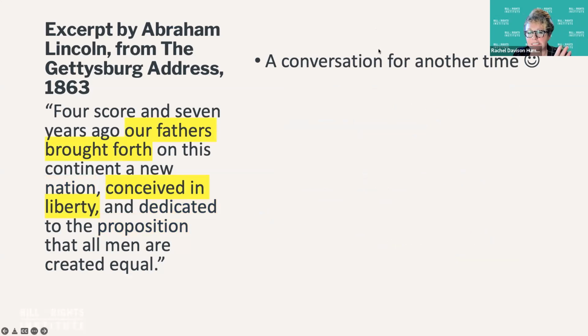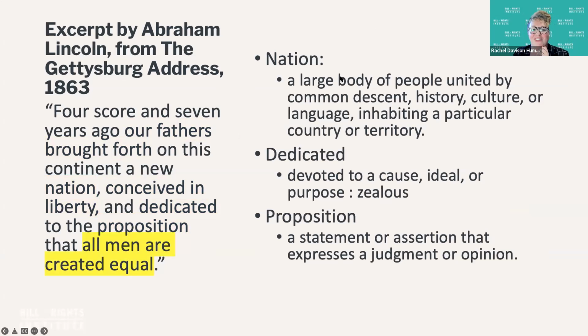So there are some other clauses in here that are a conversation for a different time. The whole thing about fathers bringing forth in conception, there's a conversation there that I'm sure we could have. That could be really fun, but that's not the conversation for this time. But the idea is that there has been one time in human history, or the first time in human history, where a group of people came together to create a nation based not on common descent or history or culture or language, but on this idea that all men are created equal, on this proposition.